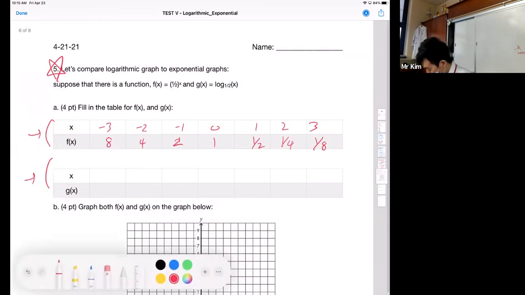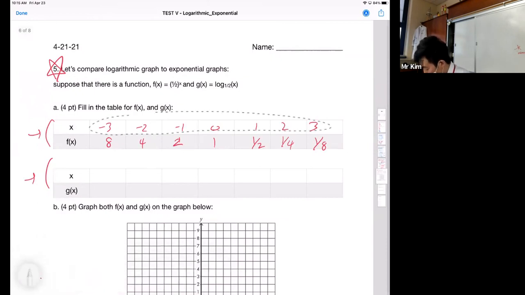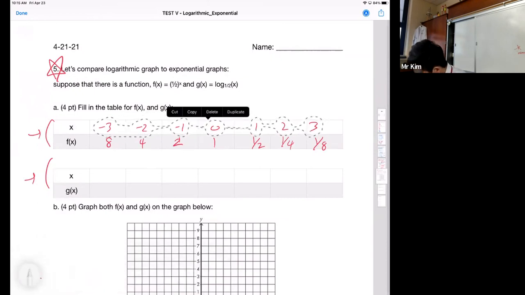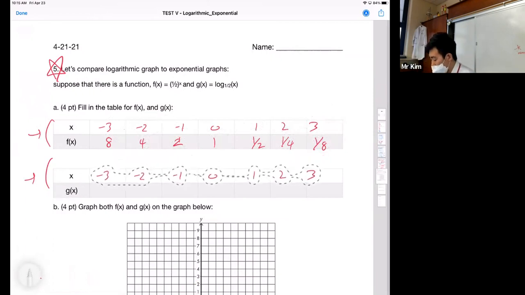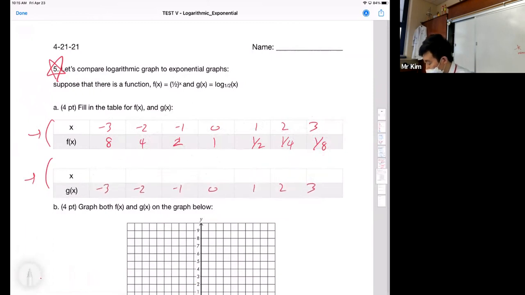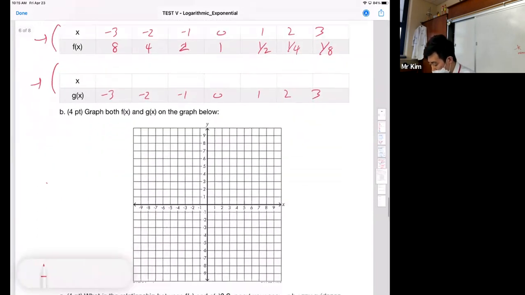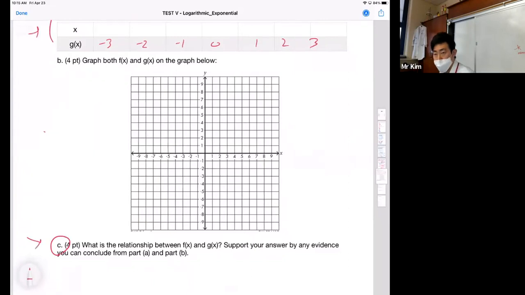Then I had some students who do this. Okay, so I'm going to use the same x values here and then put it here. And then they are like, Mr. Kim, I don't know what to do now. Well, you put it in the wrong location. You're supposed to put it here. Because remember, with logarithms and exponentials, everyone had part C correct. They all know how to answer part C.